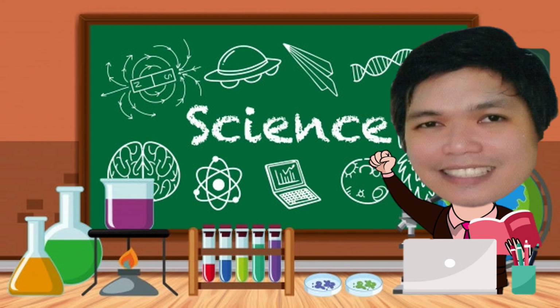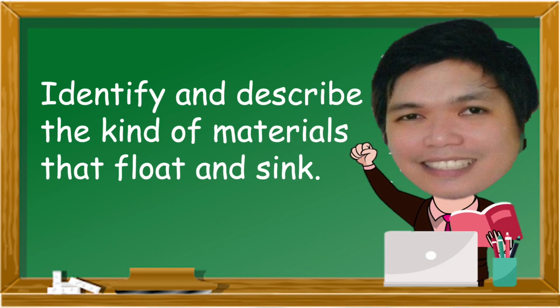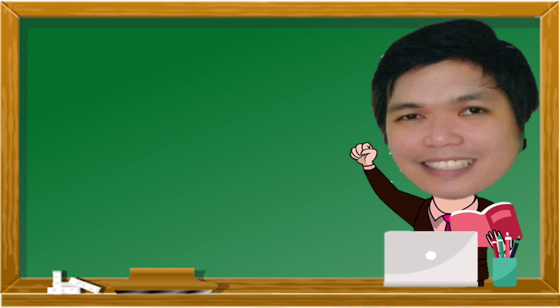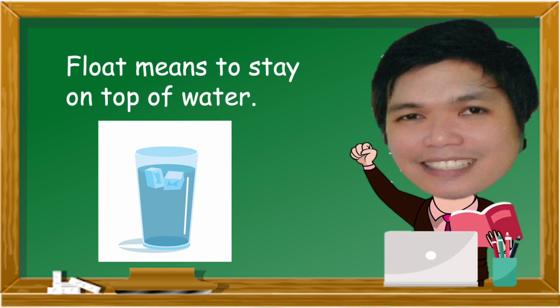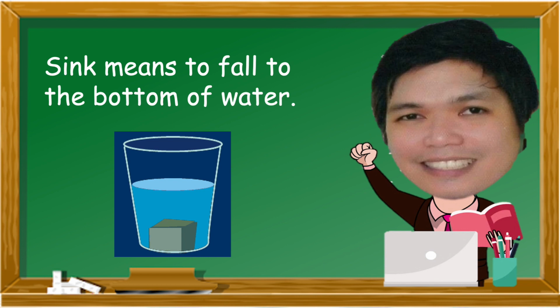Another way to classify materials is by grouping them based on the ability to float or sink in water. In this topic, we will identify and describe the kind of materials that float and sink. Float means to stay on top of water. Sink means to fall to the bottom of water.